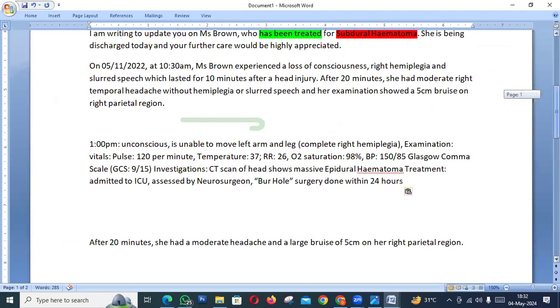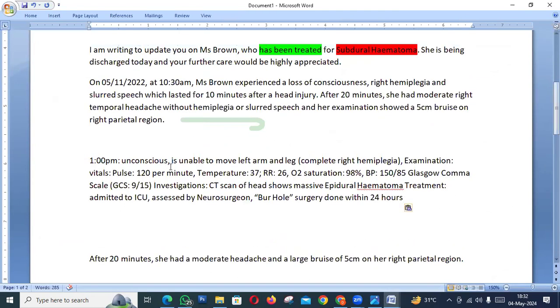So how will you organize this paragraph? Here you have 1 p.m., unconscious and unable to move. So instead of writing unable to move left arm and leg, you will use the medical term complete right hemiplegia, because you are writing this letter to a doctor, okay? In examination, you can skip pulse, temperature, and the rest. You will only mention blood pressure and pulse if you wish, okay? GCS is important to mention and CT scan result is important. And the surgery is important to mention, okay? But the problem is how you will mention these things, okay?